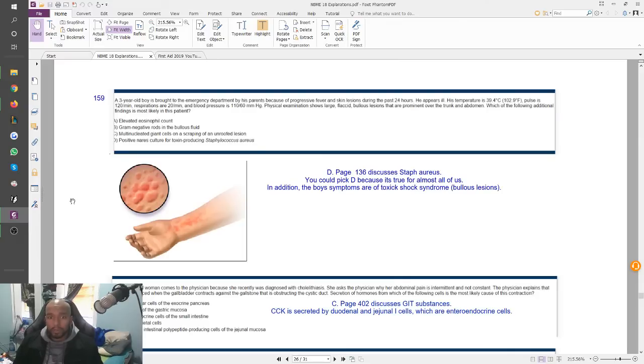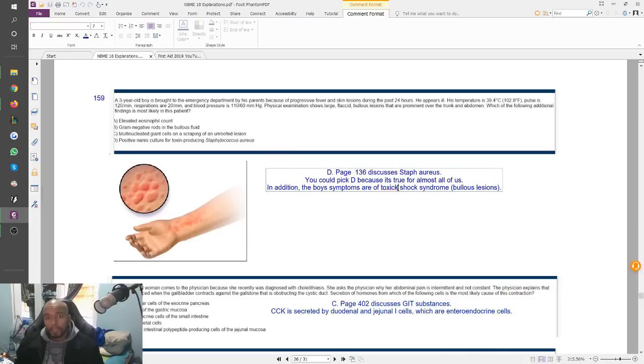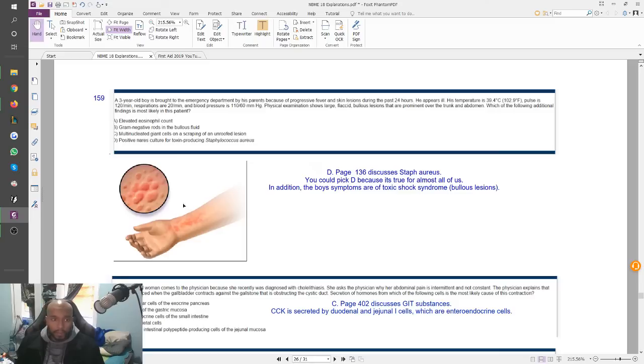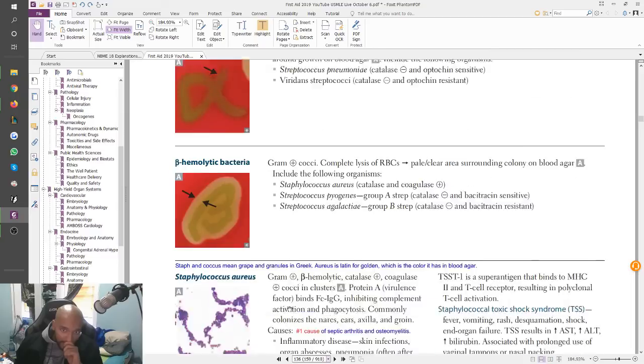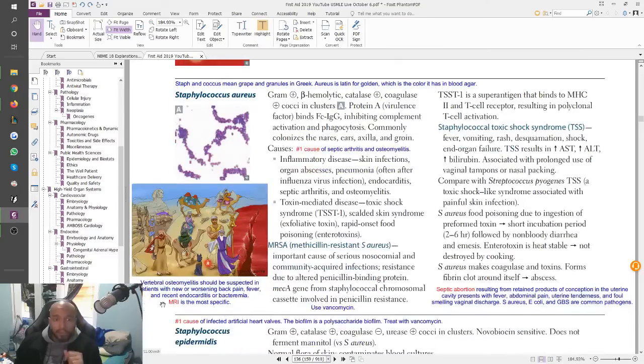In addition, the boy's symptoms are of toxic shock syndrome. That's what they're describing here. Right, so that's what I put a little picture of right here too. This is basically what his lesions kind of look like. And in microbiology, we discuss Staph aureus, right? So Staph aureus, the first picture in Sketchy Micro that you ever learn about. Staphylococcal toxic shock syndrome: fever, vomiting, rash, desquamation, shock, end organ failure. They didn't really give you any of this for this patient. They kind of just gave you a physical exam, and it's a young kid who has these bullous lesions.